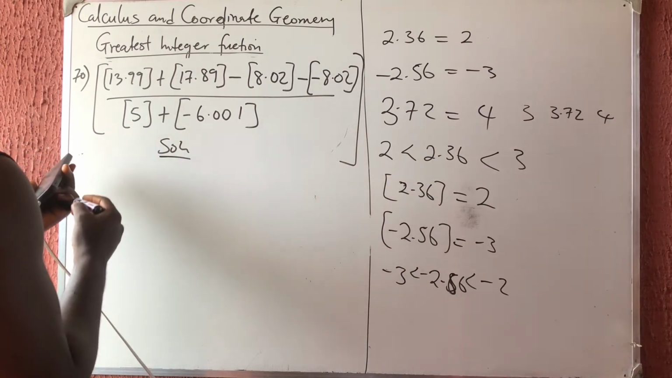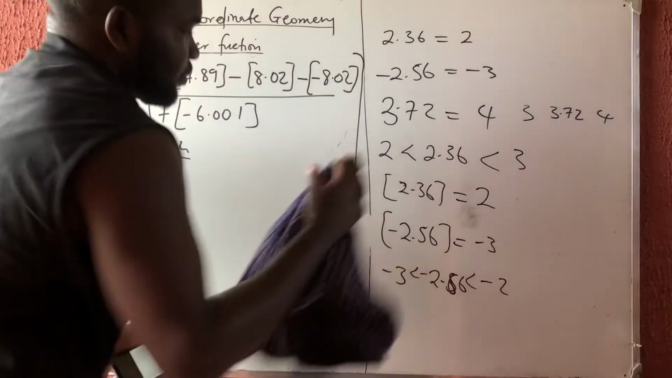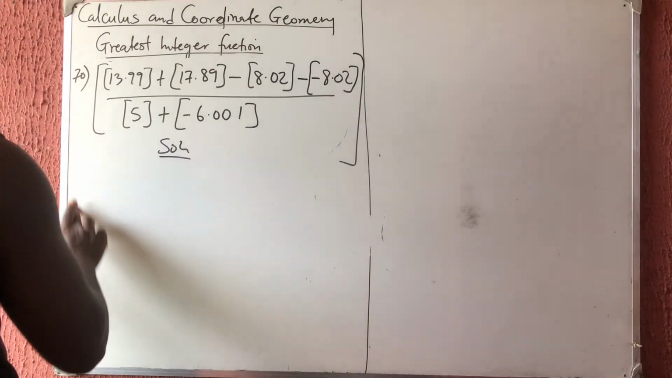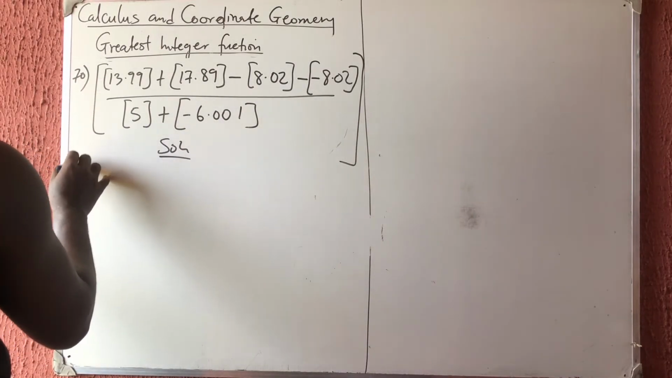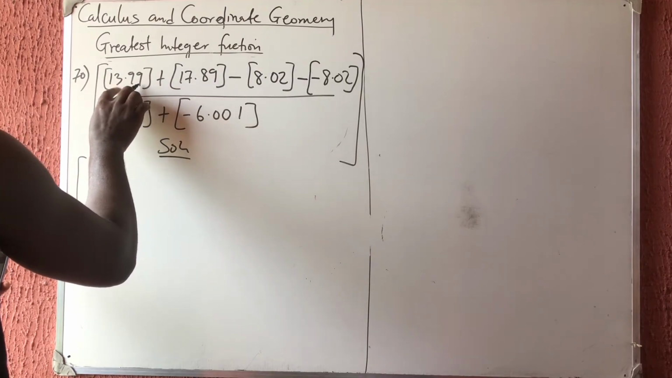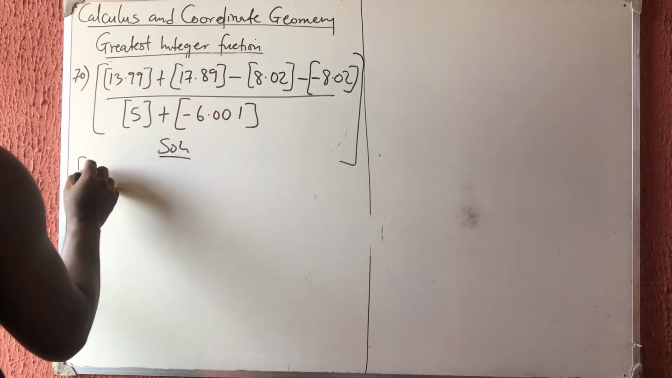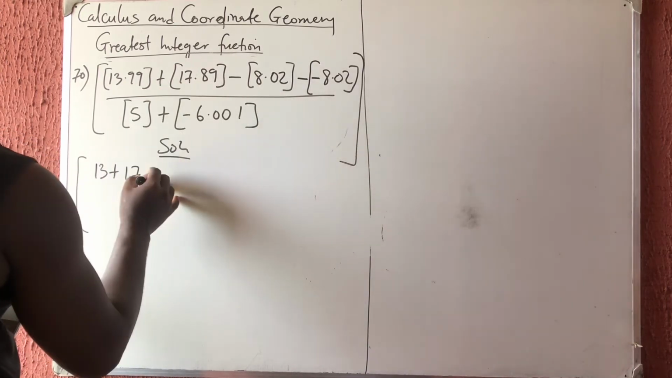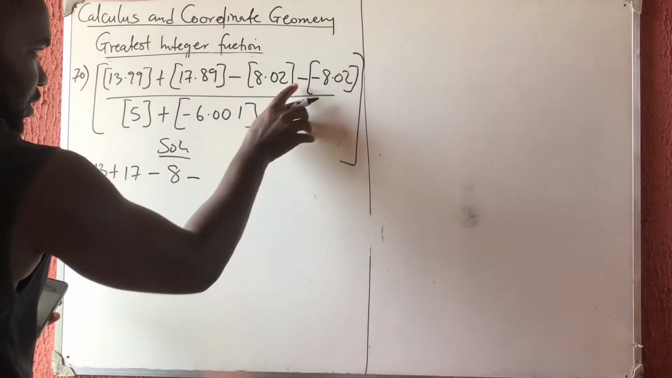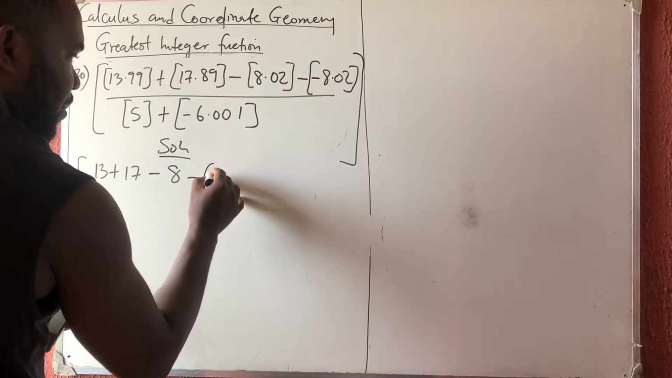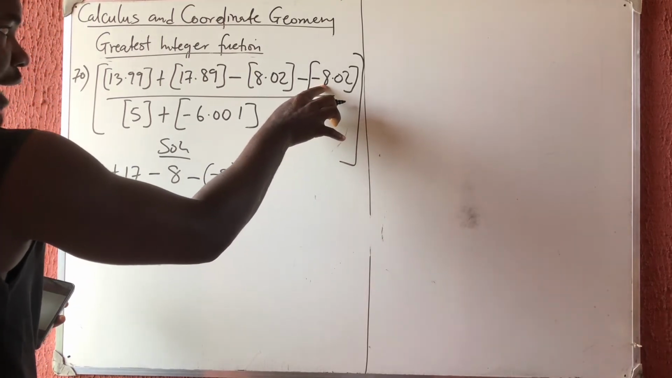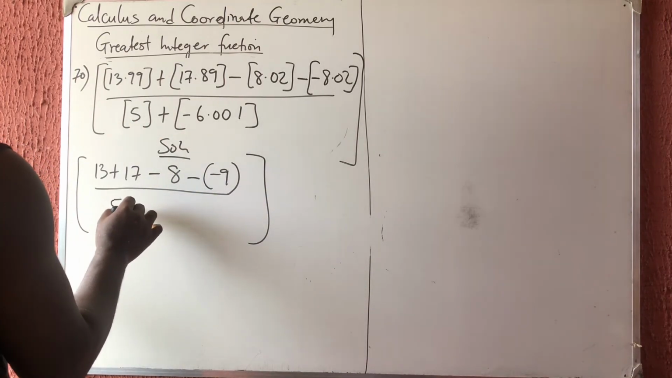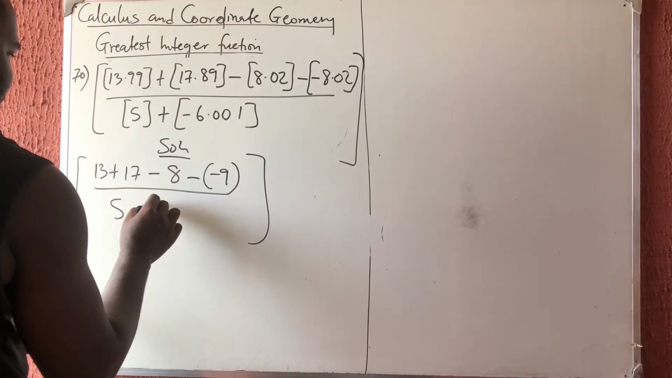This is simple. So what do we do here? First of all, let's clear the inside. The greatest integer function of this positive number, since it's positive, we are taking 13. This is positive again, we are taking 17. This is positive, we are taking 8. This minus here is negative, so we are taking minus 9. Since it's negative, we add 1 here. So I'm having all over: here is positive, we are taking 5, while here is negative, we are taking minus 7.